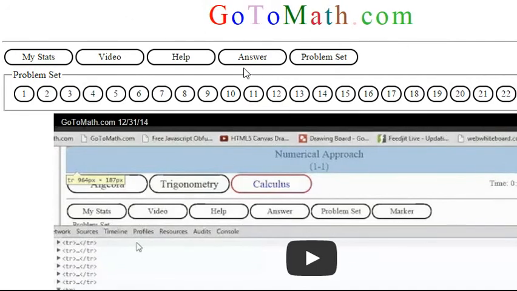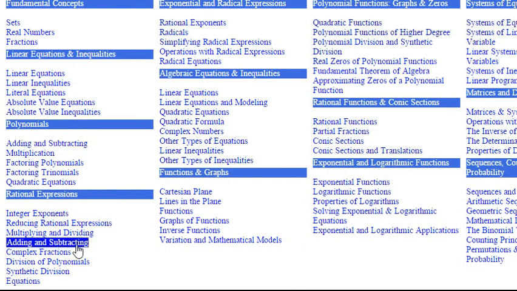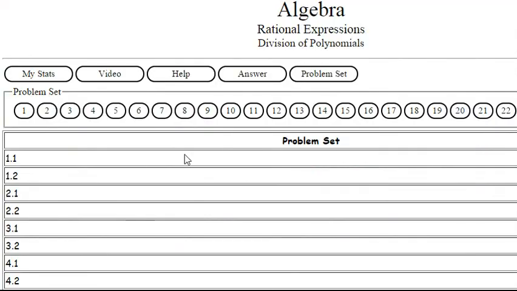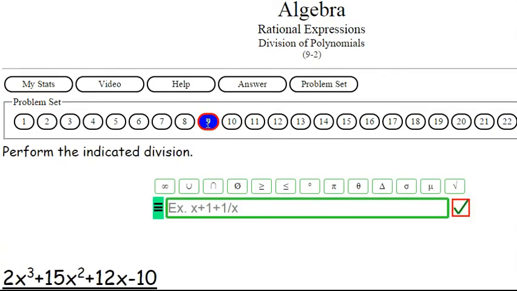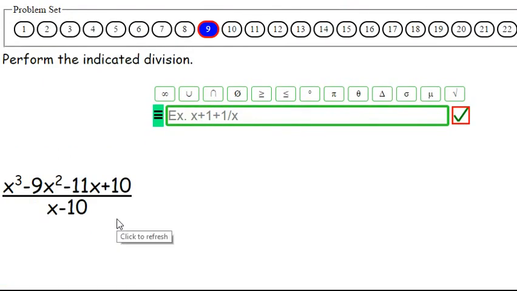Okay, we're at gotomath.com. Click on the algebra. Let's go down to division of polynomials, and we're looking at 9.1. 9.1. So what do we got going on here? We got x cubed minus 9x squared minus 11x plus 10, and that's going to be all over x minus 10.